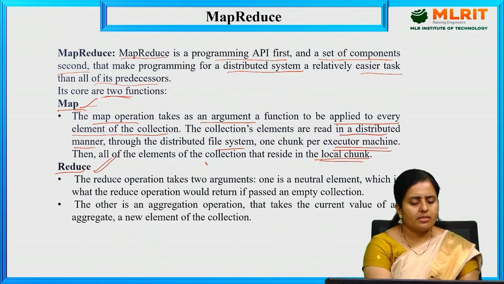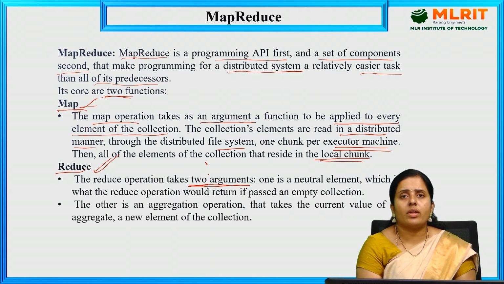The next function is reduce. The reduce operation takes two arguments. As we have seen, map takes only one argument, but here the reduce operation takes two arguments.